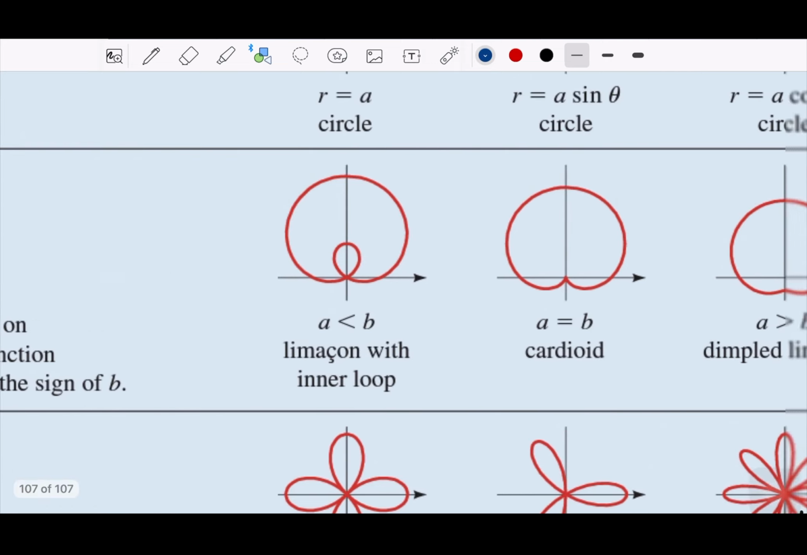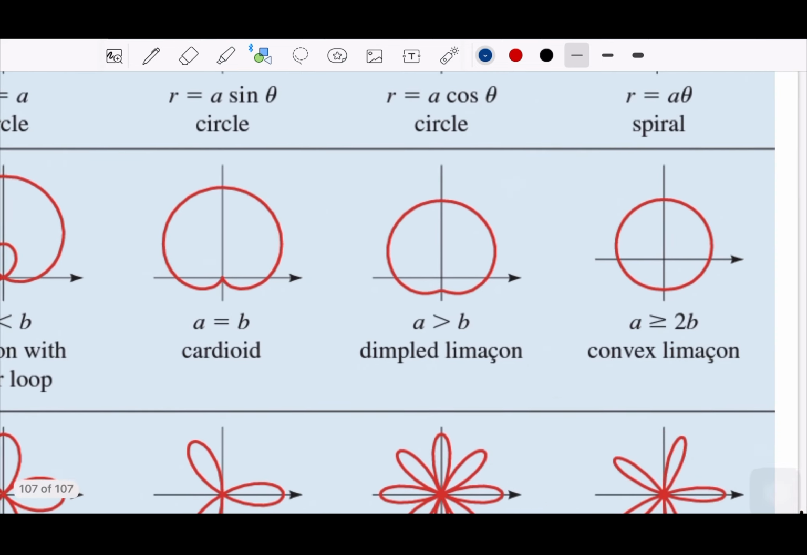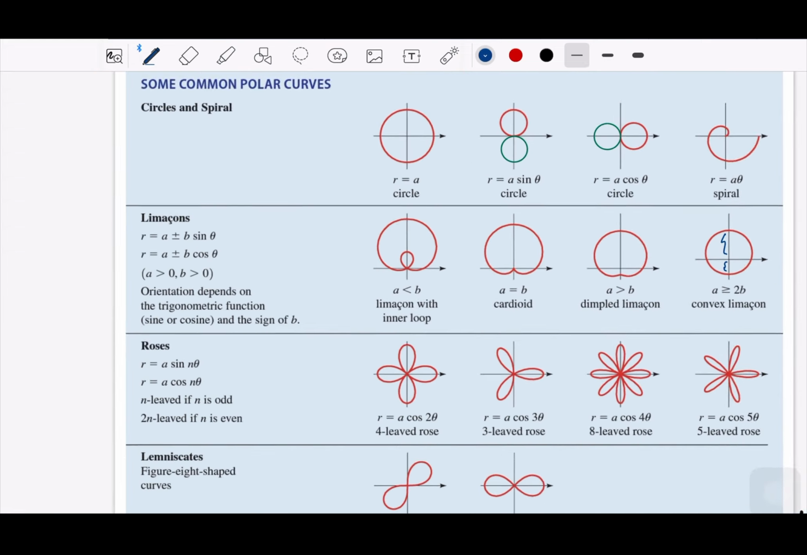First is the limaçon with an inner loop that we discussed before, and then if we take a equal to b, it will be a cardioid. If a is greater than b, we have a dimpled limaçon. And if a is at least equal to 2b, or larger than that, then we have a convex limaçon. It's going to be like a circle, unless there are some differences in the radius. And then we have roses.